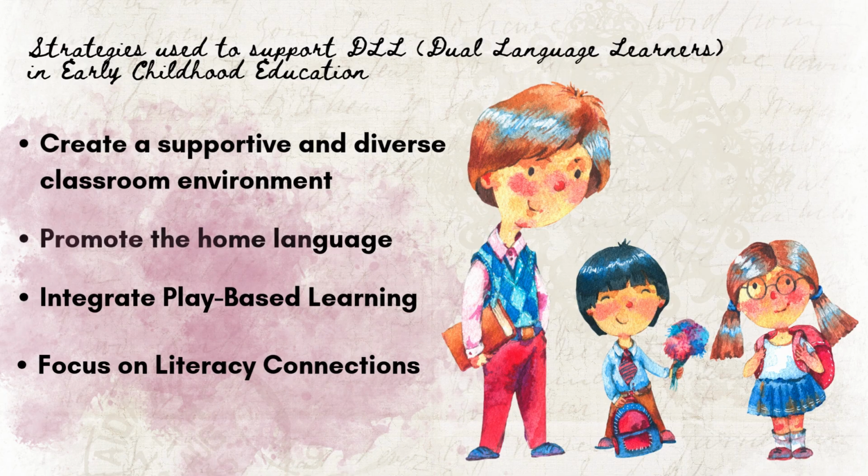Lastly, focus on literacy connections. Literacy connections for DLLs in early childhood education involve leveraging their home languages to build a strong foundation for English literacy, using strategies like read alouds in multiple languages, singing songs, engaging in interactive storytelling, and involving families to create a supportive and culturally responsive learning environment.